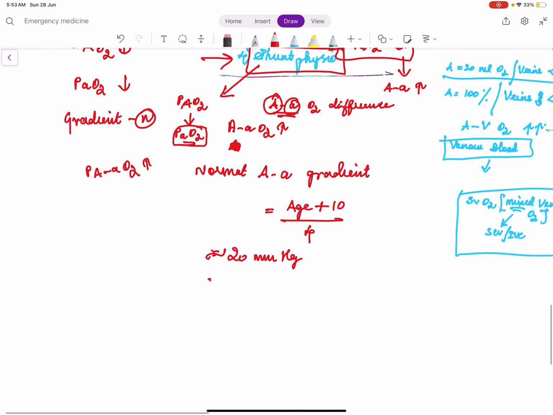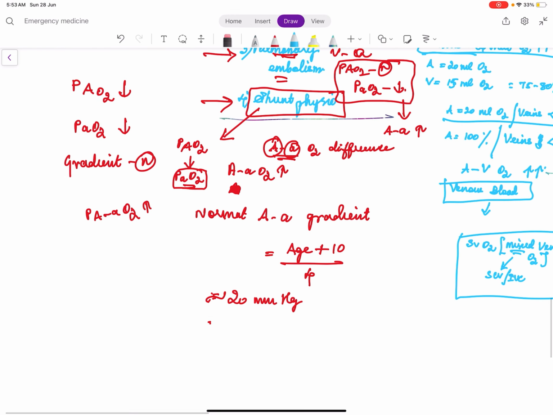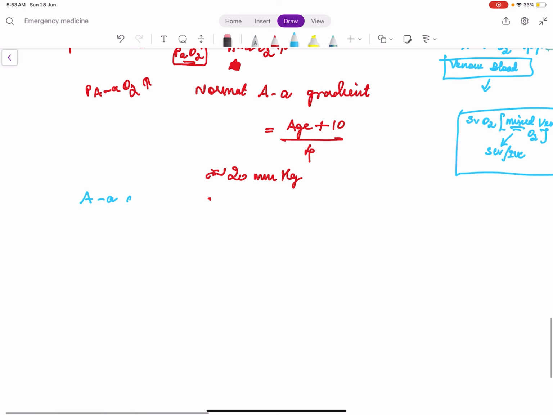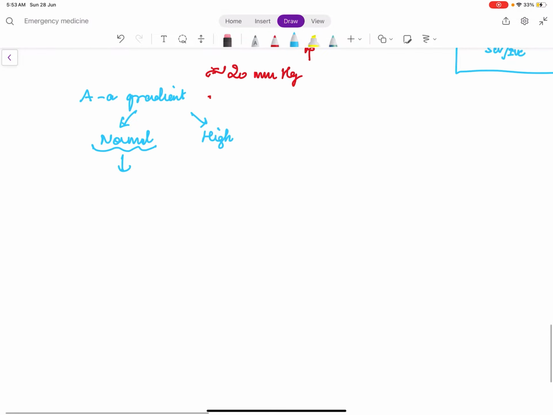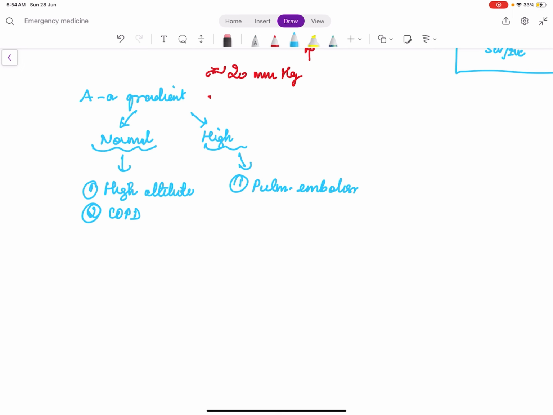So to differentiate the 4 causes of hypoxic hypoxia, this AA gradient is useful. AA gradient can be normal or it can be increased. AA gradient is normal in conditions of high altitude or COPD, whereas it is high in pulmonary embolism or shunt.